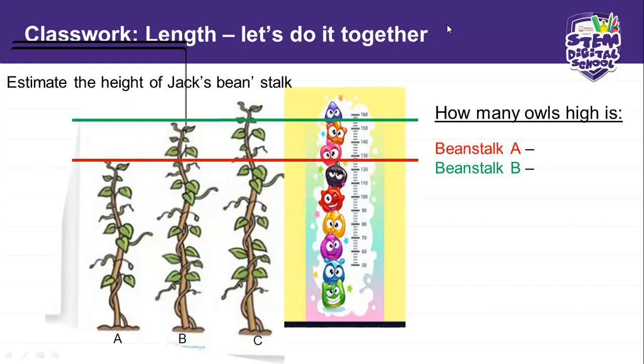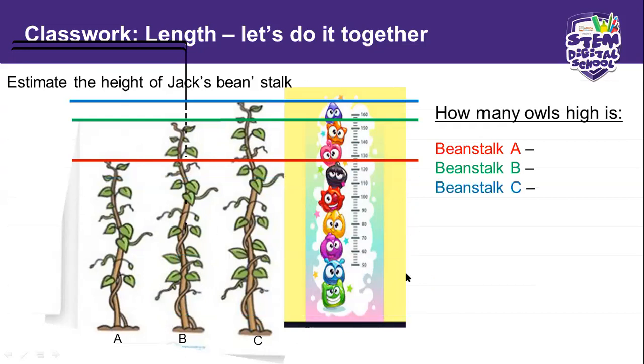Now let's see the last one. Beanstalk C. Let's see. Right. 1, 2, 3, 4, 5, 6, 7, 8, 9. Well done. Well done there.